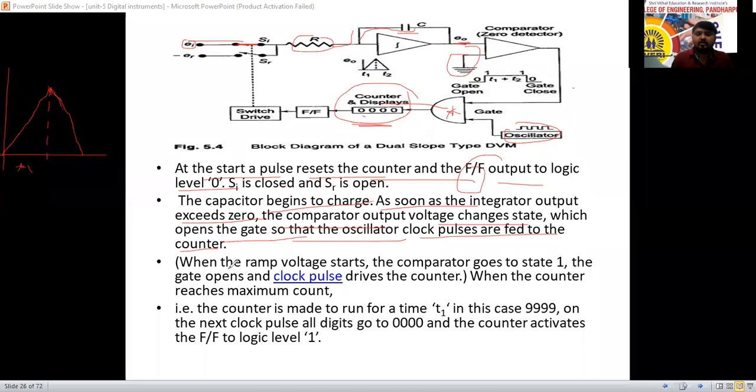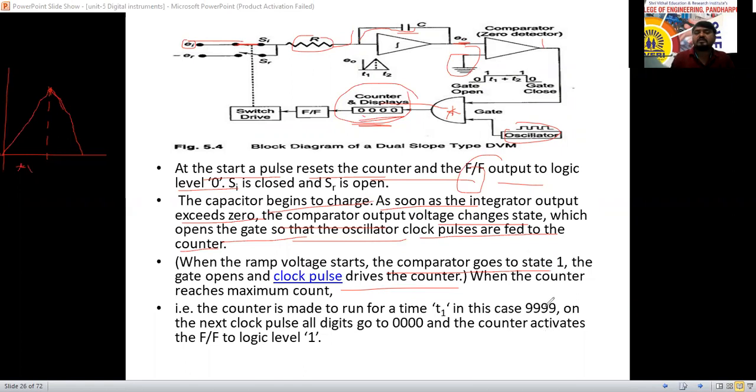When the ramp voltage starts, the comparator goes to state 1. The gate opens and clock pulses drive the counter. If it is 1, it is going to open this gate, so on that condition it gives the clock pulses.